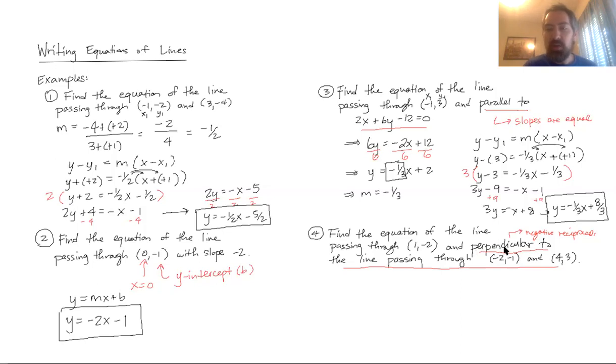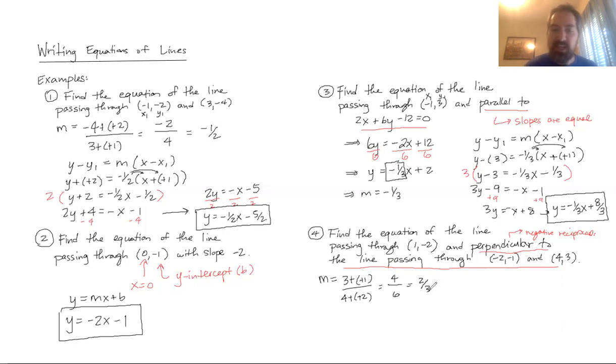So let's find the slope of this perpendicular line, the line that's perpendicular to the line that we're trying to find. We're not given the equation of the line, but we are given 2 points of that perpendicular line. So let's find what that slope is. We'll subtract the 2 y values, 3 minus -1, and divide by the difference of the x values, 4 minus -2. All right, so 3 plus 1 is 4. 4 plus 2 is 6. And that'll reduce down to 2/3.